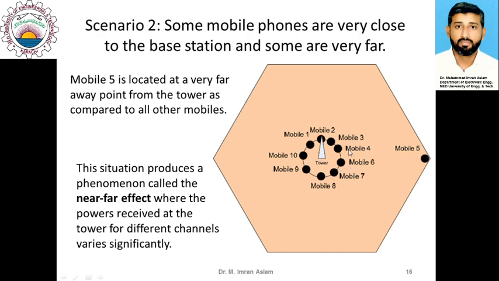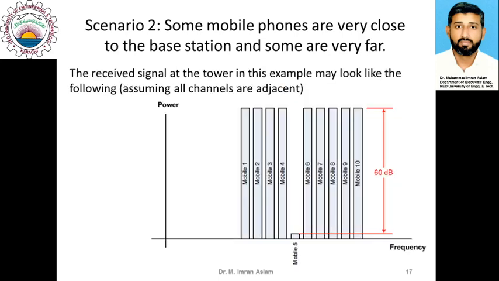So eventually the received signal at the base station would not be of the same strength. This situation is known as the near far effect, where some mobiles are near to the base station, and some mobiles are far away. Eventually the distribution would be very different from what we discussed in scenario number 1. This near far effect causes a problem in the extraction of the signal, for example like this.